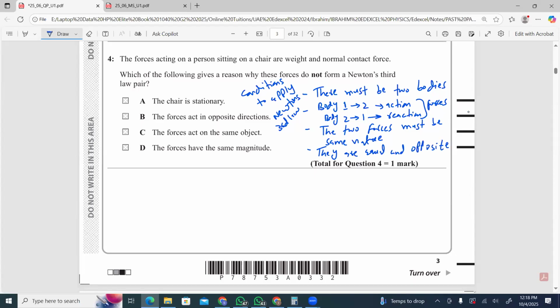Remember that. So same nature of forces means if one force is normal and the other one is weight, they are not of the same nature. So here you can see that one force is the normal contact and the other one is the weight. So they are not of the same nature of forces. And it is being fulfilled here, but since you can see that it is not an option here, we need to look for another option, and you need to see each option one by one.